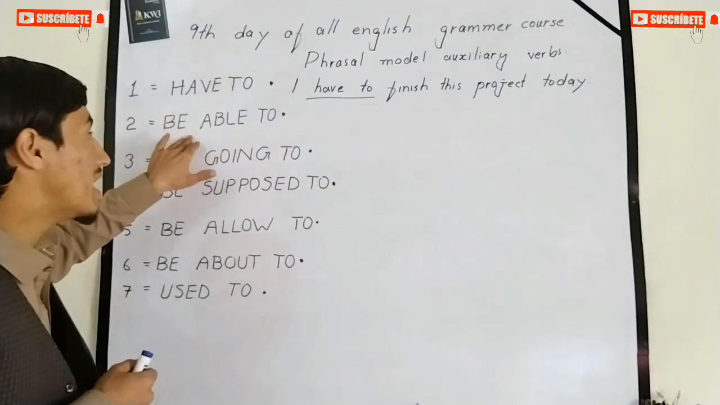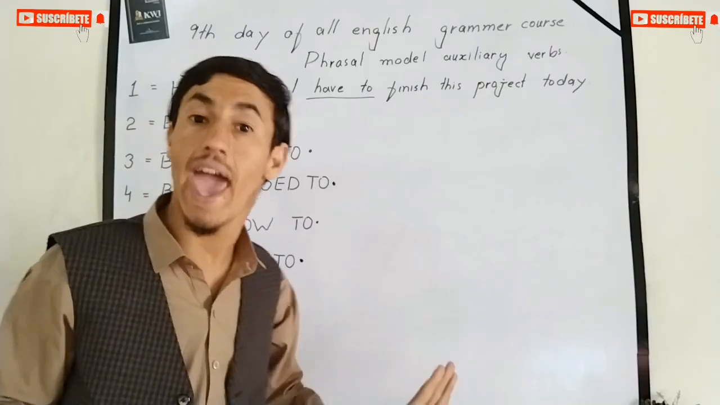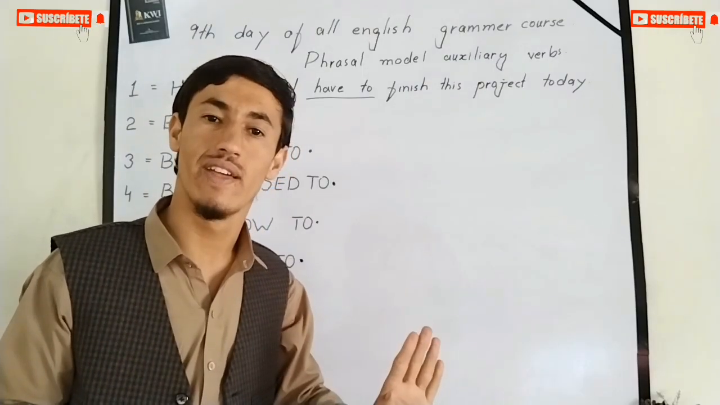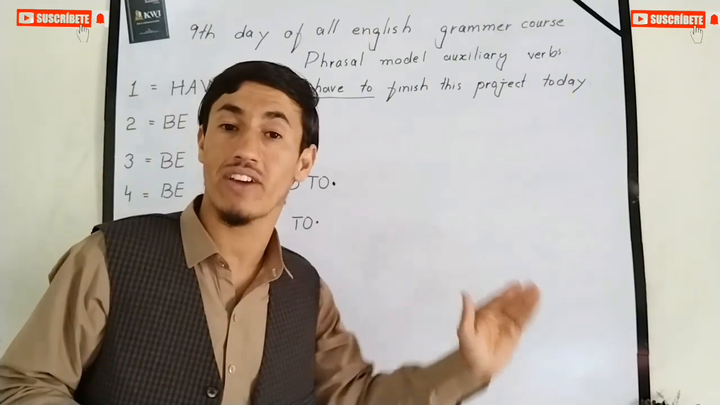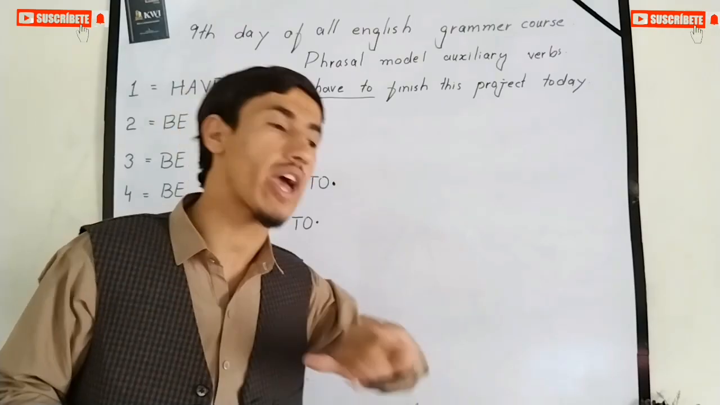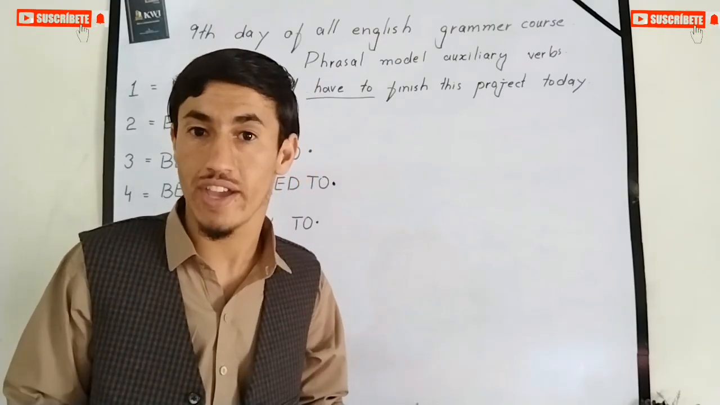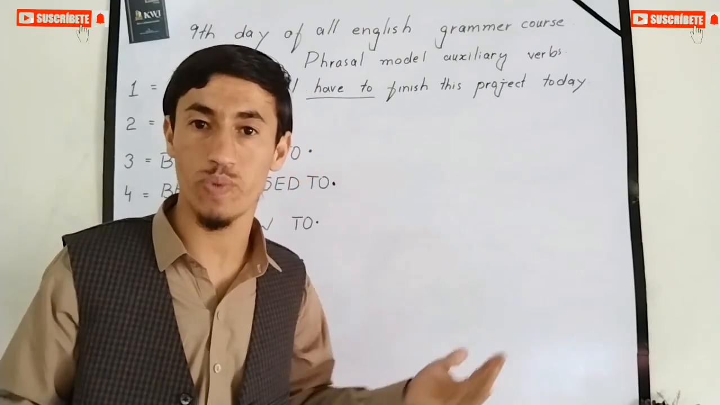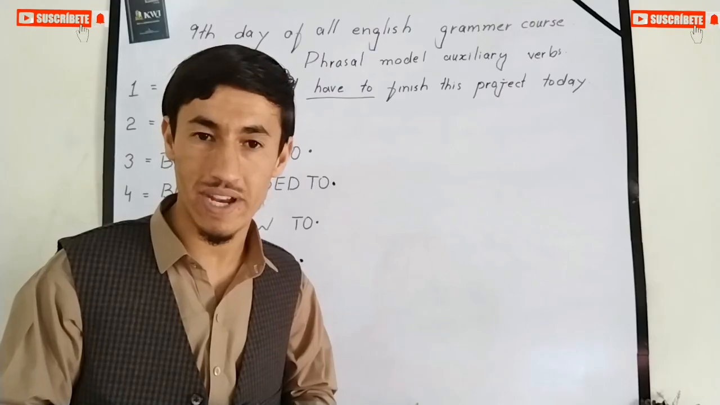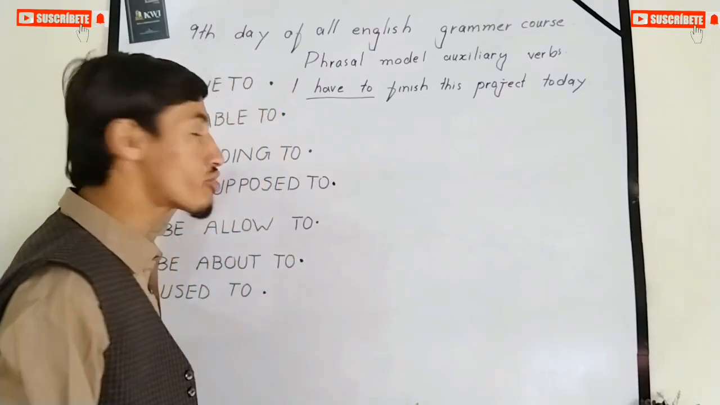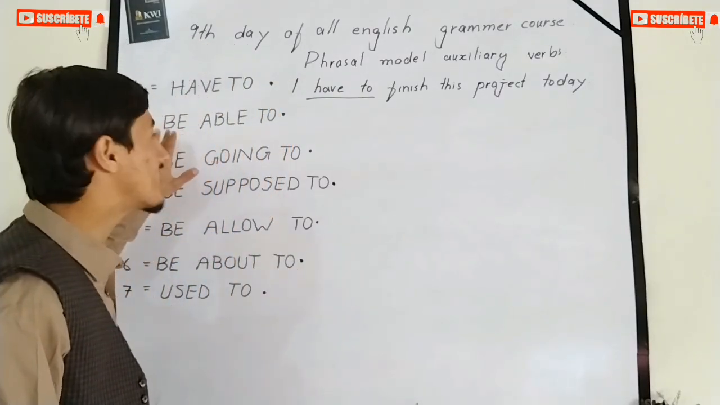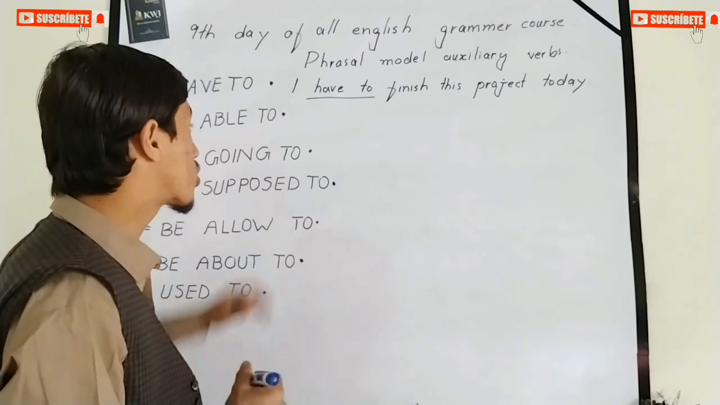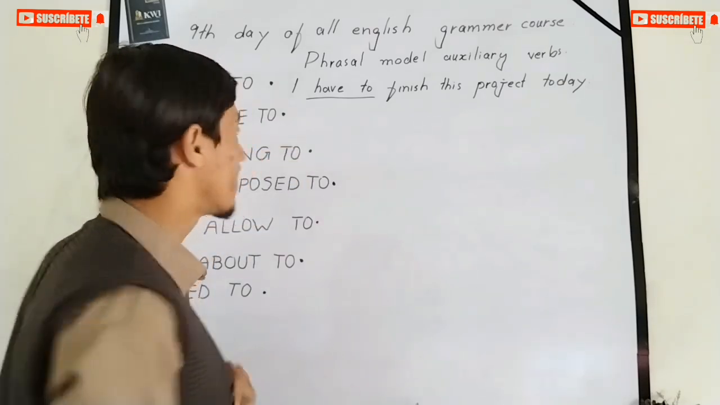Be able to is just like can. There is no difference: I can play cricket, or you can also say I'm able to play cricket. I can play cricket, I'm able to play cricket. There is not a difference. But anyway, you should get it. Exactly. Be able to ensures the ability, like can.